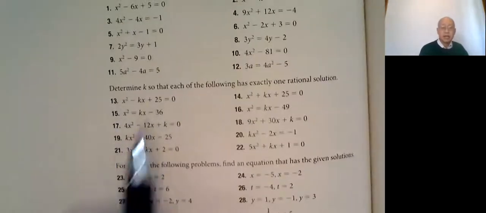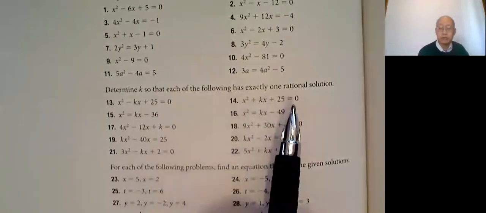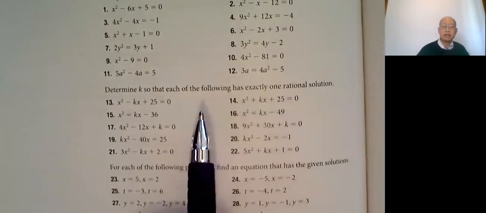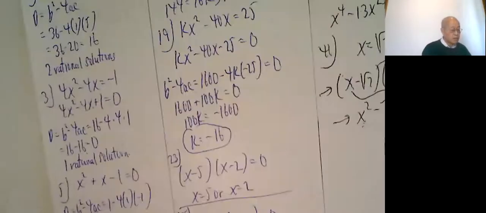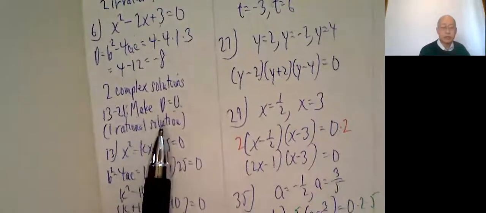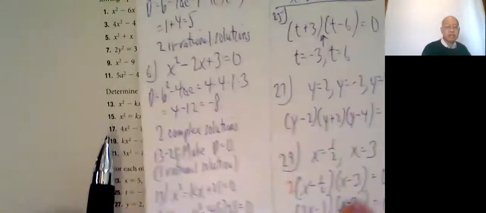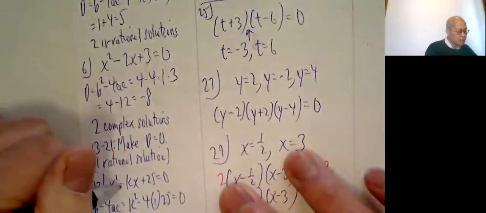The next set, 13 to 21, it says determine k so that each of the following has exactly one rational solution. One rational solution means the discriminant is 0, that d is equal to 0. So how do you do that? Okay, so 13, make d equal to 0 to have one rational solution. So 13 says x squared minus kx plus 25 equals 0. So that should be a minus there.